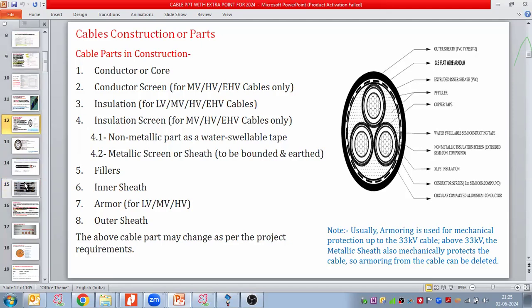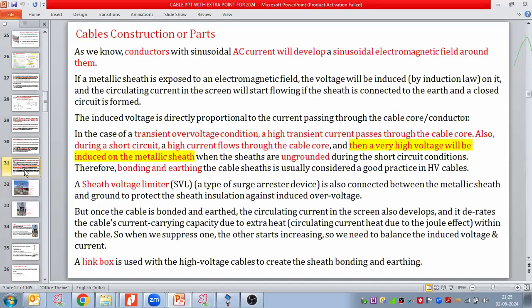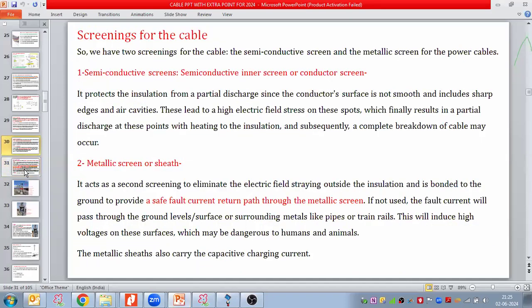Clear? If it is clear, then at least say yes. If it is not clear, then at least say no. Do not say yes without understanding.